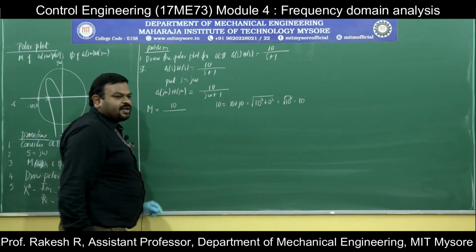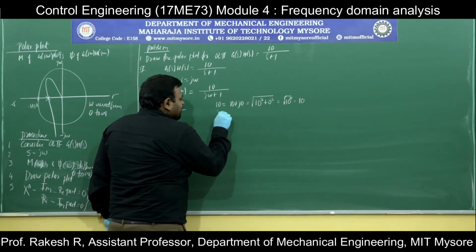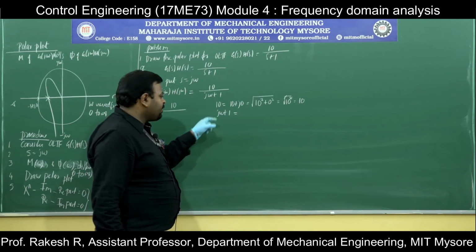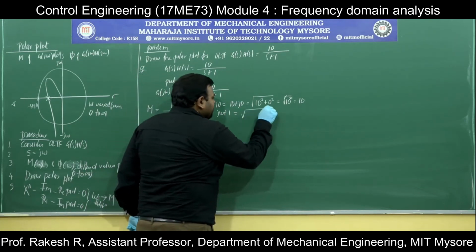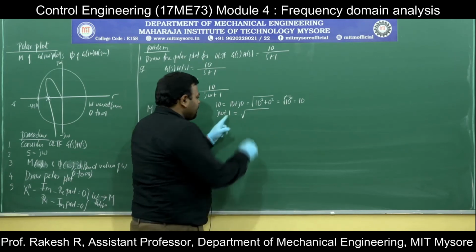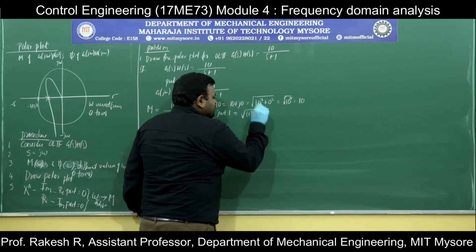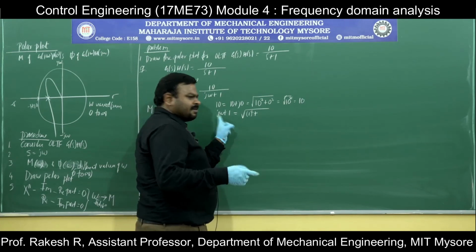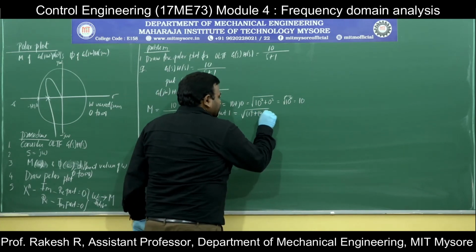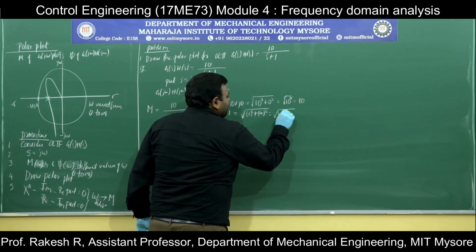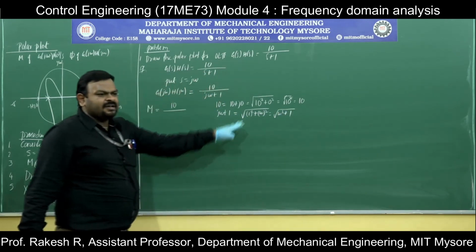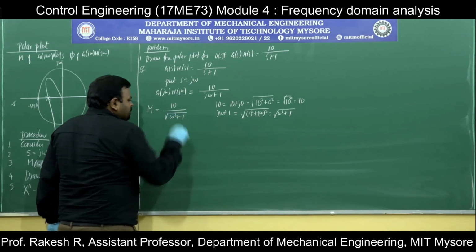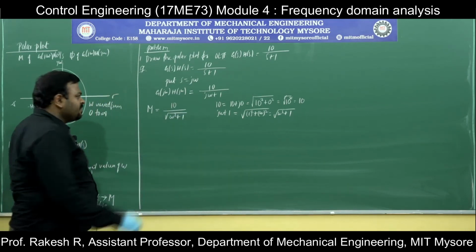What is the magnitude for the denominator? I will calculate for j omega plus 1. The magnitude is the square root of real part square, that is 1 square, plus imaginary part square. What is the imaginary part? The coefficient of j, so omega square. That will be equal to the square root of omega square plus 1. Either you can write 1 plus omega square; both are possible. So this is the magnitude. Then the phase angle.